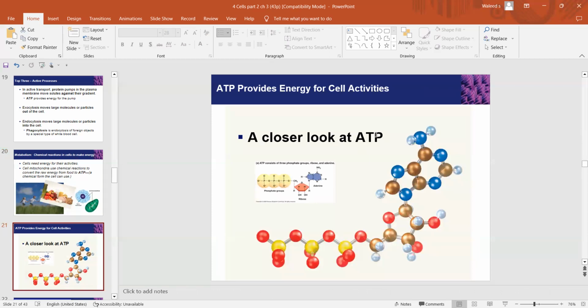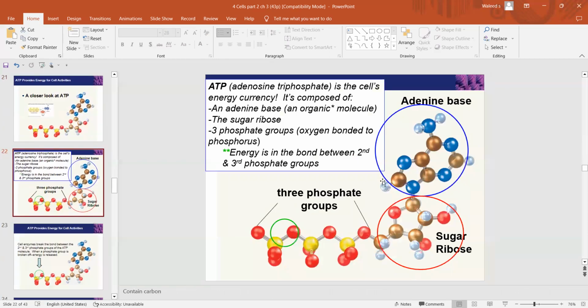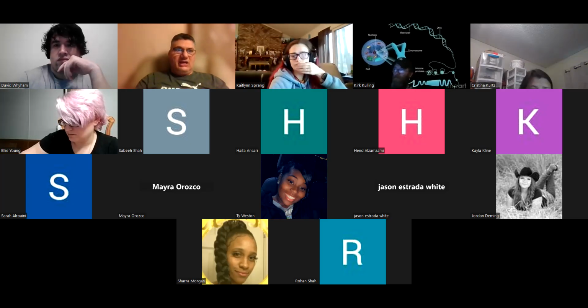Adenosine triphosphate, meaning adenine, and you need to know this. Adenine is a base. If you add a sugar to it, which is called ribose, now we call it adenosine. What's sin? S-I-N. It means sugar. Sin means sugar or carbohydrate. So adenine plus sugar, adenosine. And then you add one, two, three phosphates: adenosine triphosphate. I'm going to stop here.